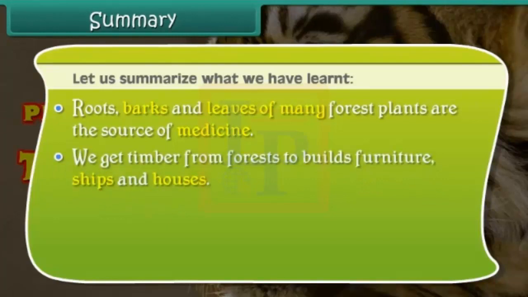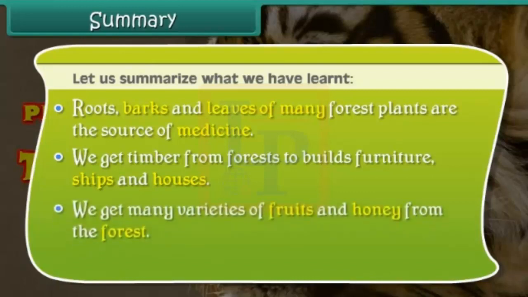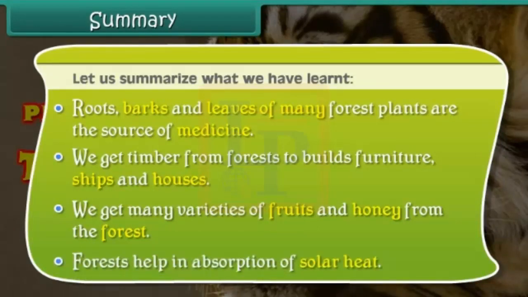We get timber from forests to build furniture, ships, and houses. We get many varieties of fruits and honey from the forest. Forests help in absorption of solar heat.